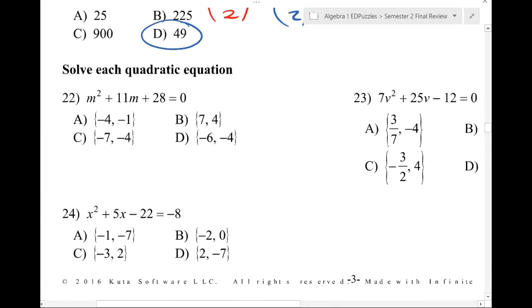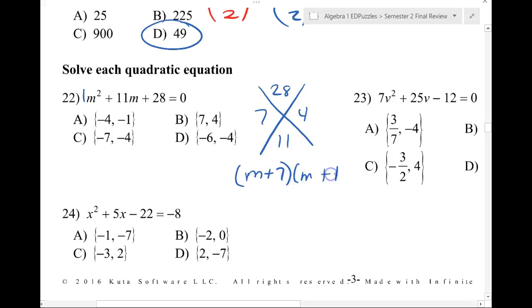Okay, now you are going to solve here. So here let's try the x with this first one. Put 1 times 28, and then 11 on the bottom. Well, I know the numbers that multiply to 28 are 7 and 4, and that works because 7 plus 4 equals 11, and 7 times 4 equals 28. So now I have m plus 7 and m plus 4.